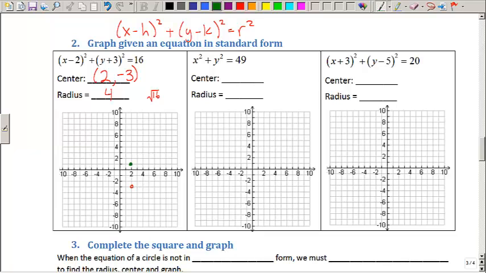Go back to your center. Move left 1, 2, 3, 4 units. Move down 1, 2, 3, 4 units. Move right 1, 2, 3, 4 units.